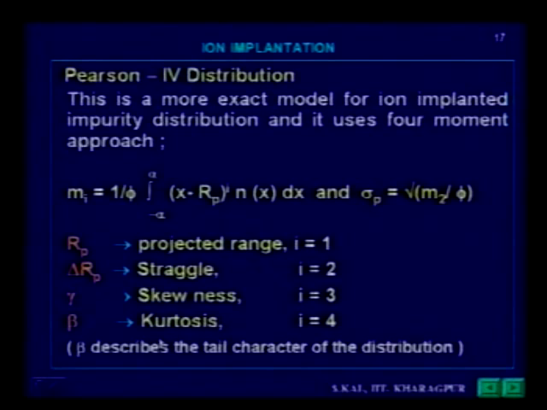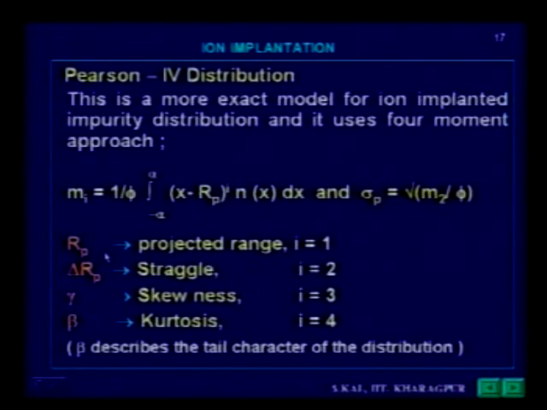So in addition to projected range and straggle, we find another two parameters, and those two parameters are skewness and kurtosis. And skewness and kurtosis are defined by this integral. You can see here, this is a more exact model for an implanted impurity distribution, and it uses four moments, and these four moments are given by M_i equal to 1 by phi integral from minus infinity to plus infinity of (x minus Rp) to the power i times n(x) dx, and sigma p is given by the square root of m2 by phi.